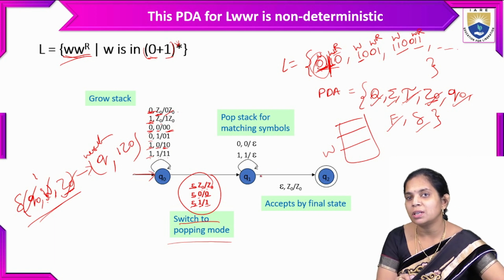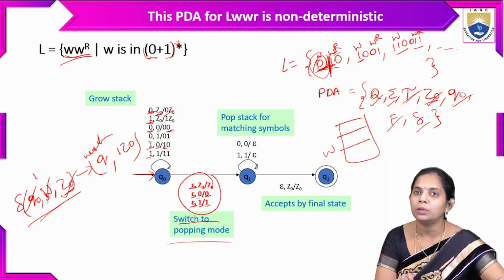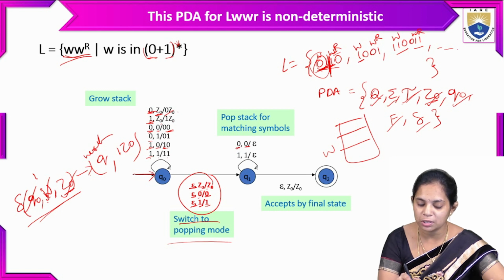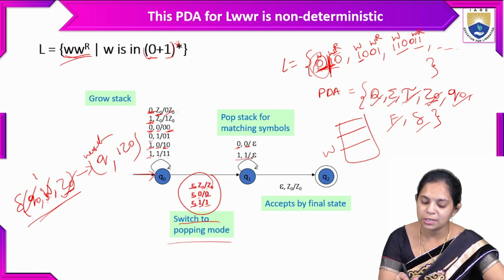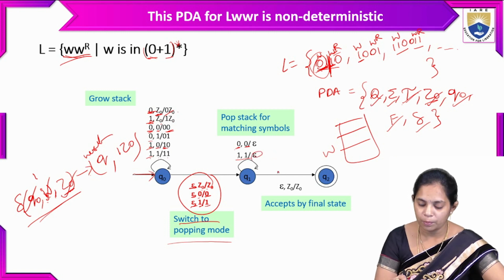How do we switch? Whenever the input symbol matches the W string, we have to pop. Suppose the top of the stack symbol is 0 and we consume the input 0, we have to pop that 0. And the same thing here: when 1 appears on the top of the stack symbol and the consumed input is 1, we have to pop the stack.